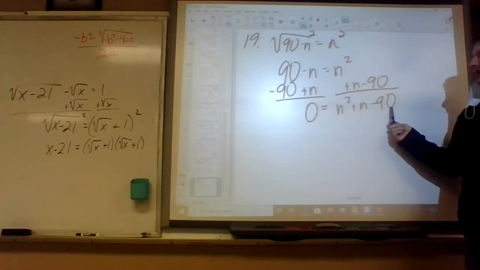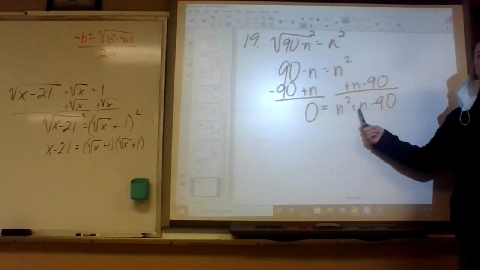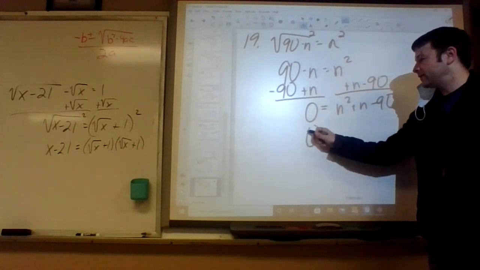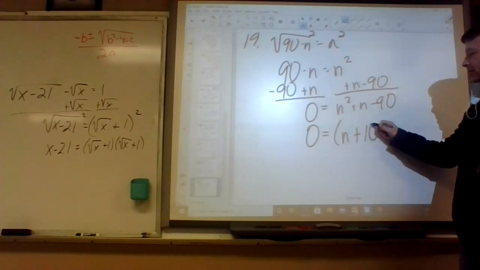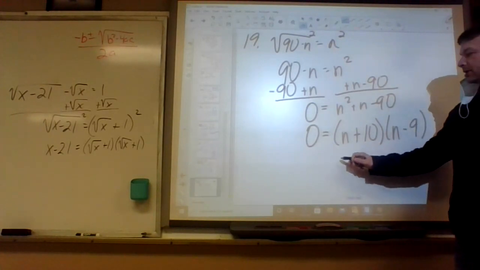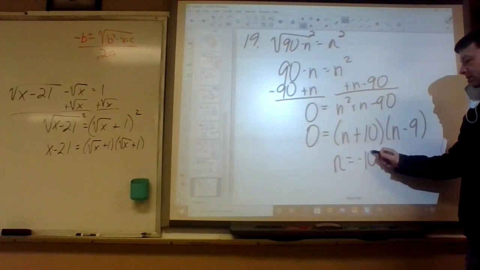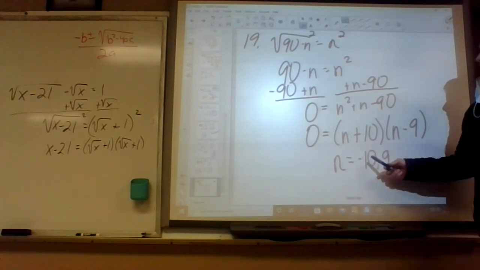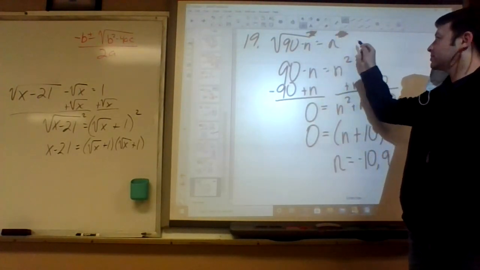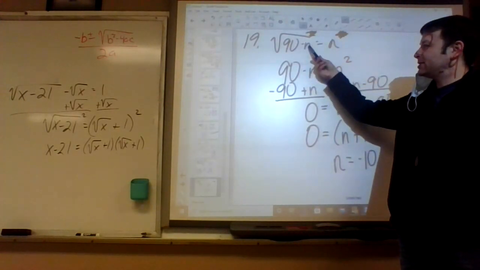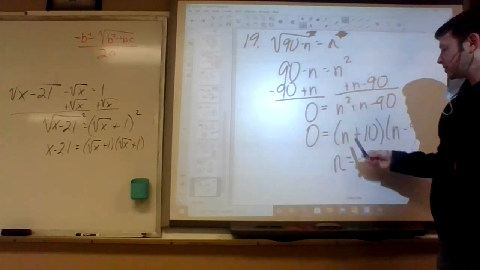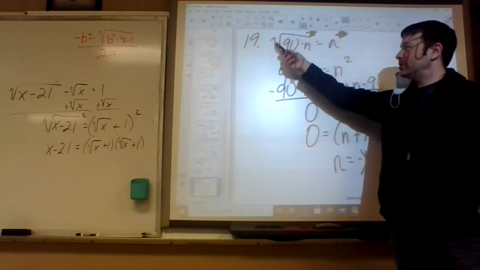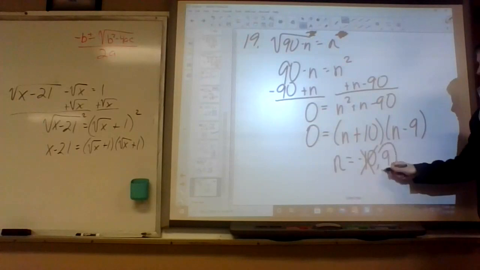So what goes into negative 90 that adds up to 1? 9 and 10. How do we get 1 out of 9 and 10? Positive 10 plus 10 minus 9. So what could n possibly be? Remember we have to plug these in and see if they work. These squares were not actually in the original, so don't do that. 90 minus negative 10 is 100. Square root of 100 is 10, not negative 10. Throw that away. 90 minus 9 is 81. Square root of 81 is 9. So that one works.